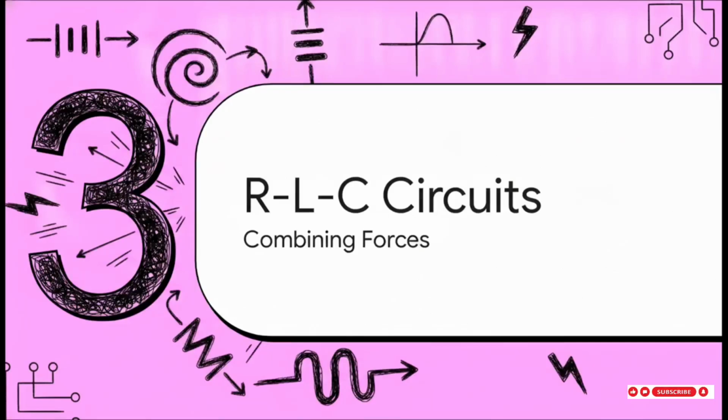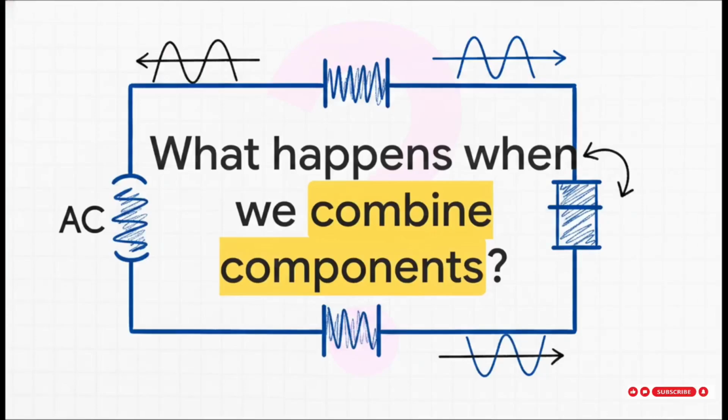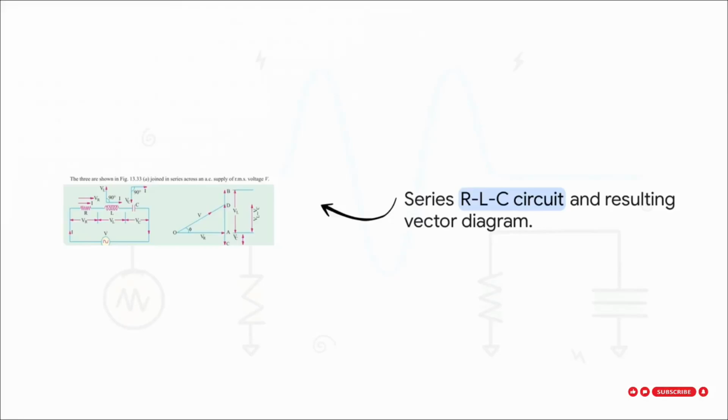Part 3. Combining forces, RLC circuits. So what happens when we start combining these things? We know how they behave on their own, but what happens when we wire a resistor, an inductor, and a capacitor all together in a single series circuit? The resistor wants everyone to be in phase. The inductor is fighting hard to make the current lag, and the capacitor? It's fighting to make it lead. It sounds like a complete tug of war, right? Pure chaos. But hey, engineers don't do chaos. We do vector math.